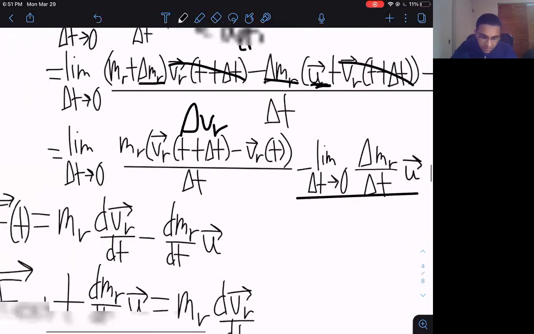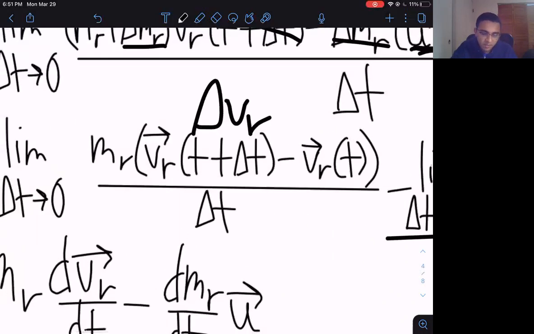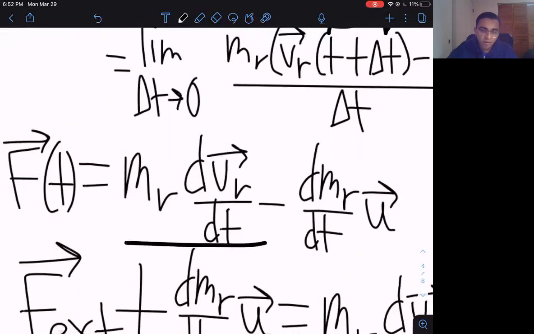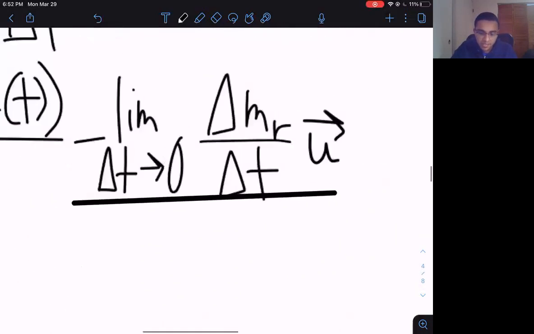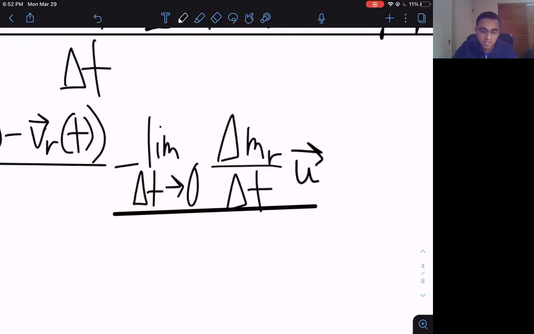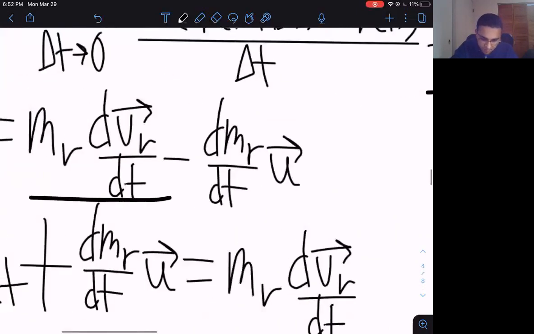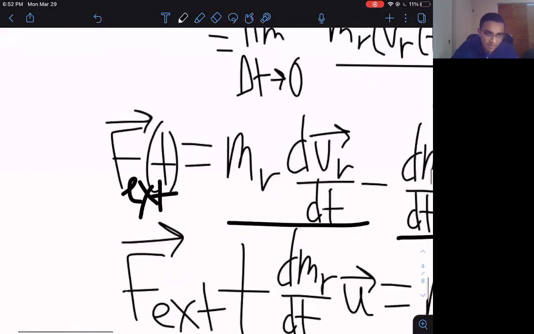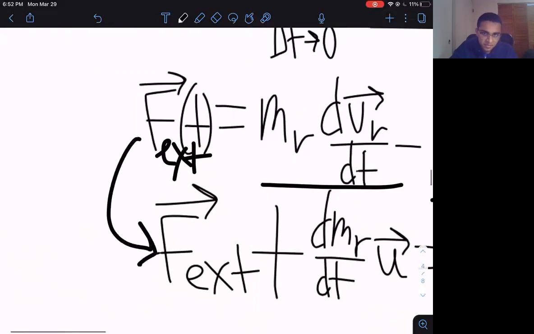Next step, so you have this delta v sub r term over delta t. We take the limit as delta t goes to 0. You have calculus here. It becomes the derivative of the velocity of the rocket with respect to time. And then over here, you have your delta m sub r over delta t term, limit as delta t goes to 0. This becomes your derivative of the mass of the rocket with respect to time, right? And this is your force external, by the way. I didn't write it so many times. I started adding it over here.